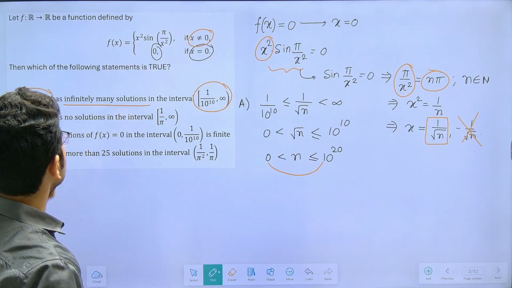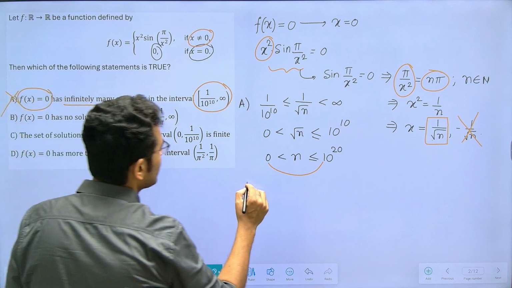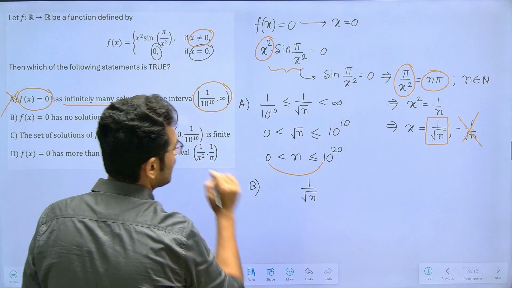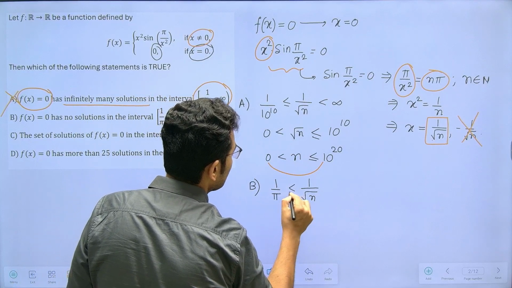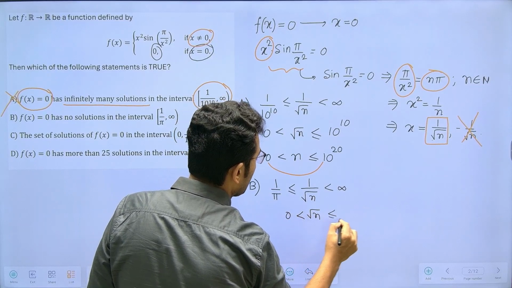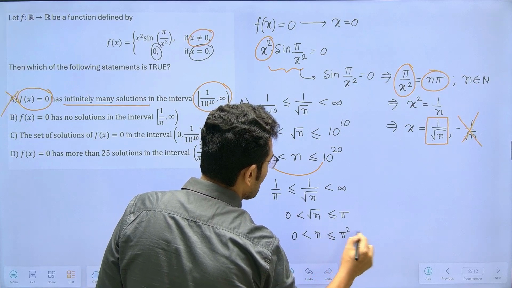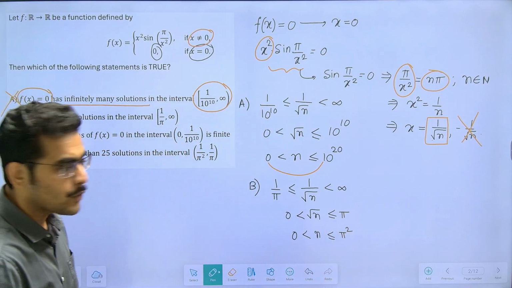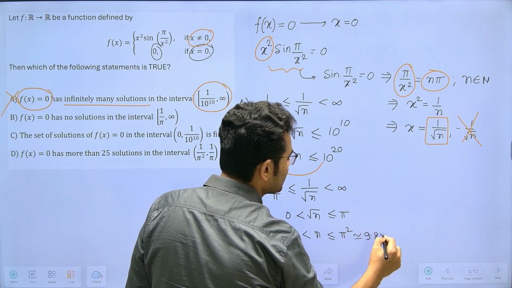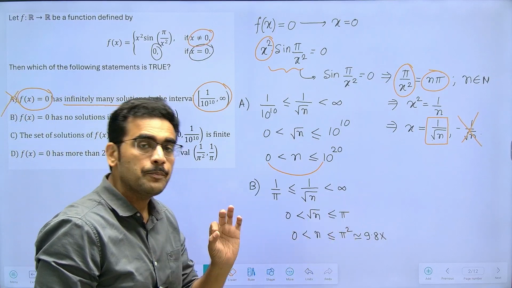The second one is: f(x) = 0 has no solution in the interval 1/π to infinity. Again let us put the solution 1/√n within the given interval 1/π to infinity and check. So √n will lie between 0 and π. Squaring both sides, n should lie between 0 and π². π² is approximately 9.8 something. So n is lying between 0 and 9.8 something.